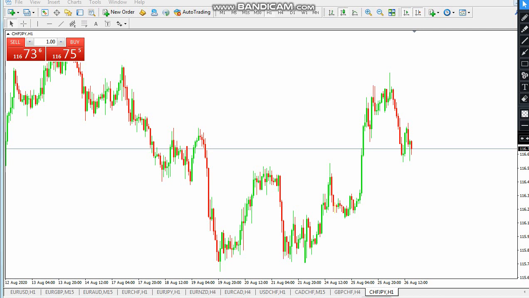In this particular chart, this is a CHF JPY 1 hour chart. This is a live market currently running around here. So looking at this market, I will be telling you exactly what you should be looking out for when you're looking at a market like this.